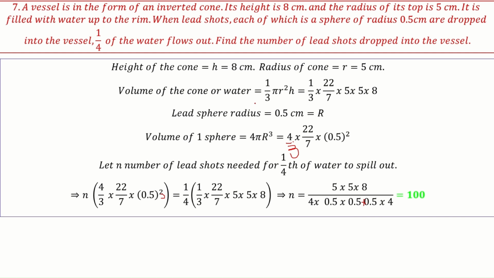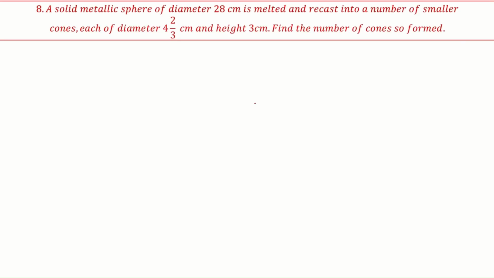Next, a solid metallic sphere of diameter 28 centimeters is melted to recast into a number of smaller cones, each of diameter 4 2 by 3 and height 3 centimeters. Find the number of cones formed.